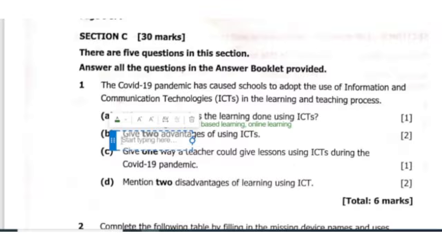Okay, so he can catch up. Why? Because he will be learning at his pace or her pace. So the advantage of learning through ICT is you learn at your own pace. So you learn at your own pace.